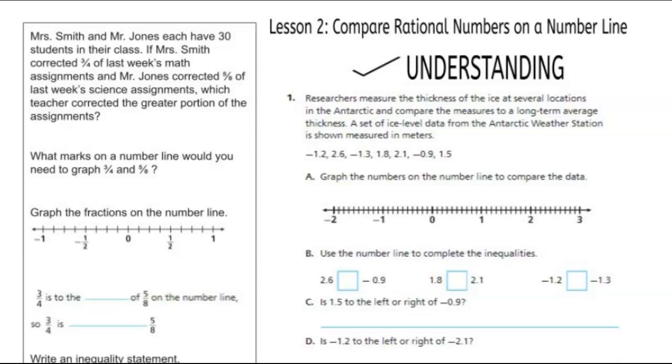This is Module 2, Lesson 2, Compare Rational Numbers on a Number Line. And this is the second lesson of this module.